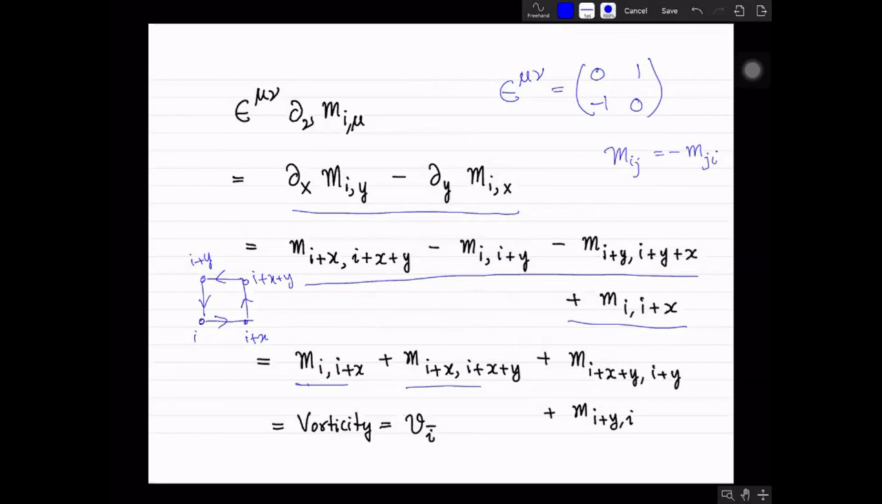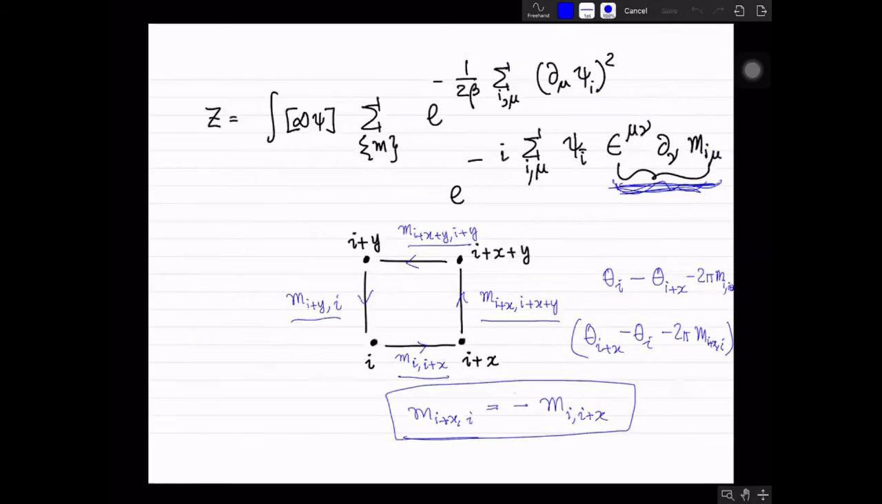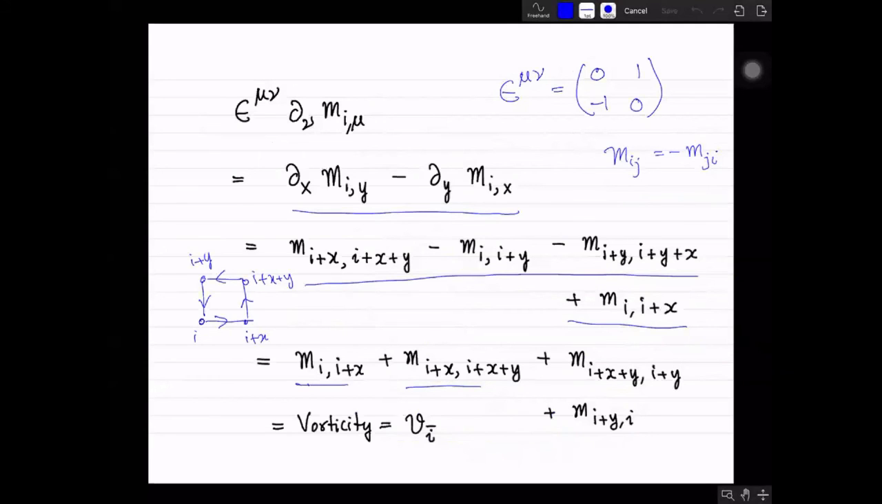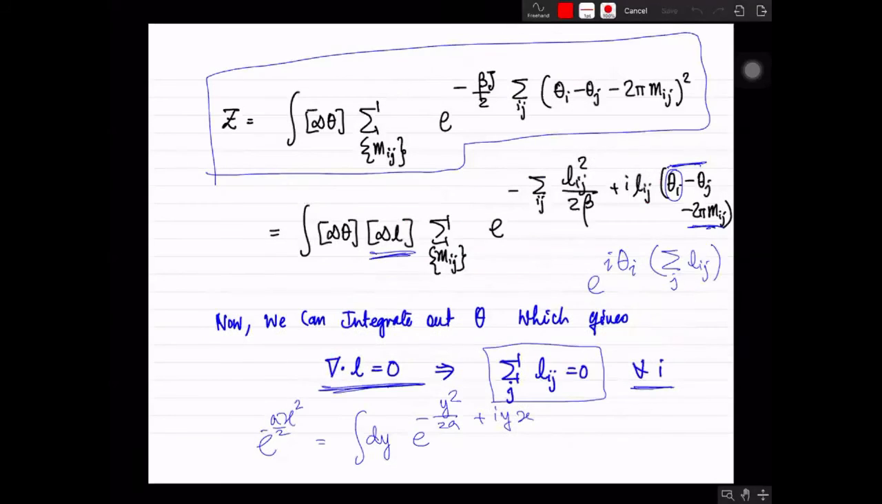But now let's ask, what is M? For that, we need to go back to this expression, theta i minus theta j minus 2 pi Mij, and the fact that it wants to minimize this expression.